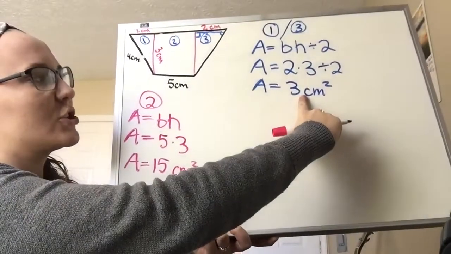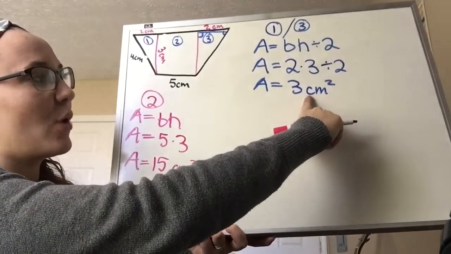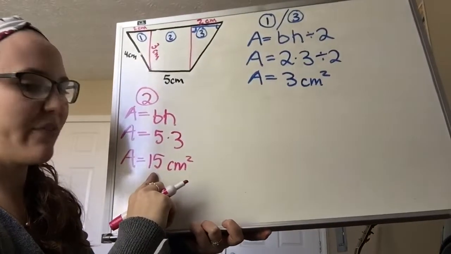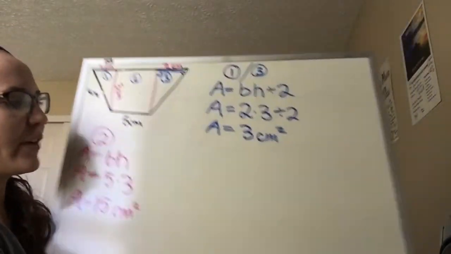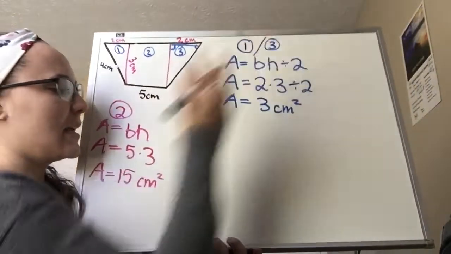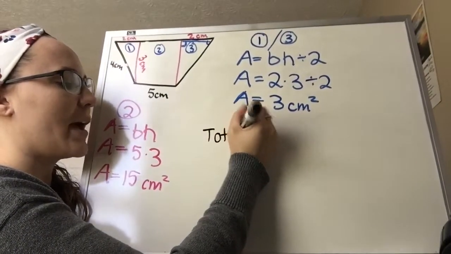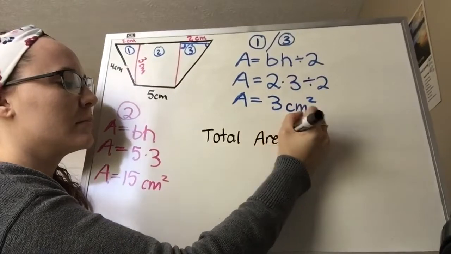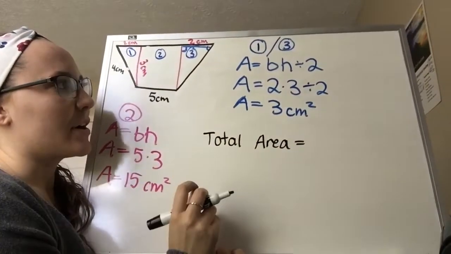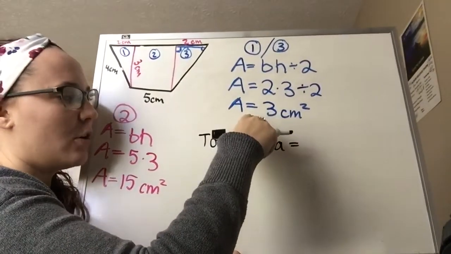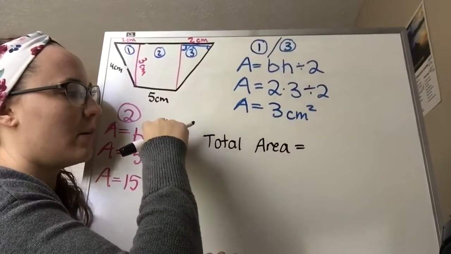So now we know the area for shape 1 and shape 3 and shape 2. So now, once again, look how nice and neat and organized. So neat, so organized. So now we need to find the total area by adding together the triangle, the rectangle, and the triangle.